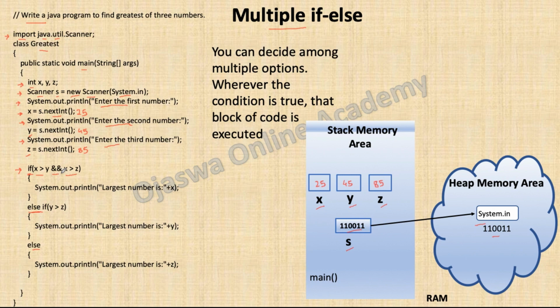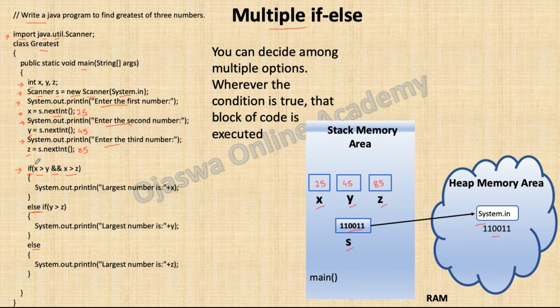Now one thing to keep in mind is when you use logical AND, the second condition is not evaluated if the first one is false. Suppose x greater than y is false, then the further condition check is skipped and control comes out of the if block and goes to else if.